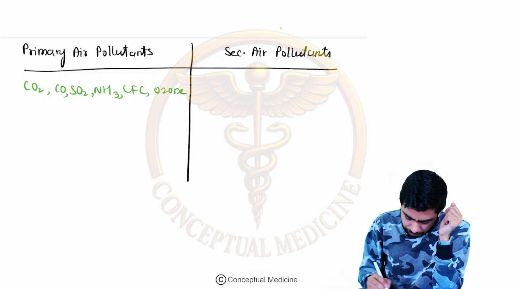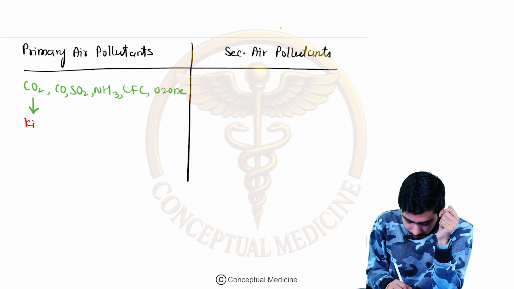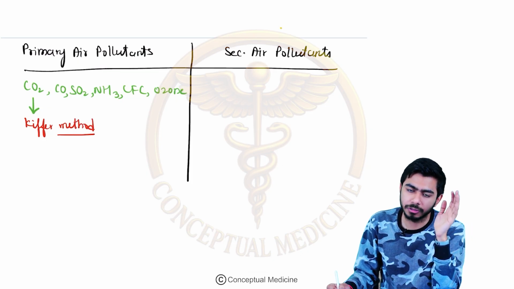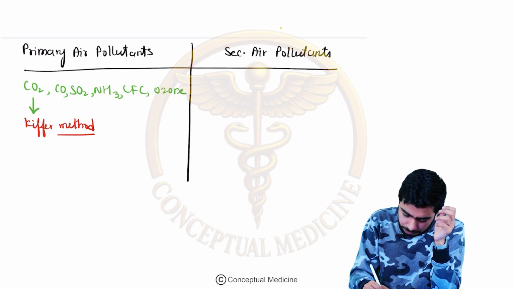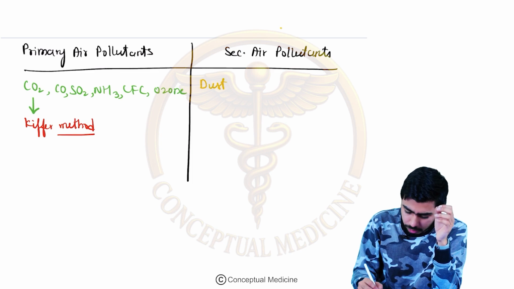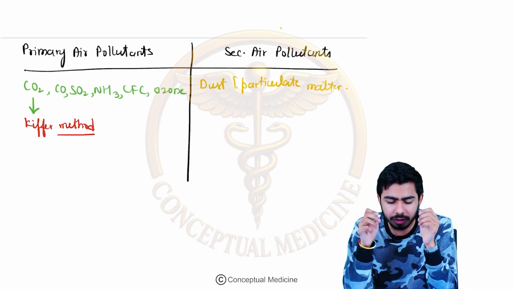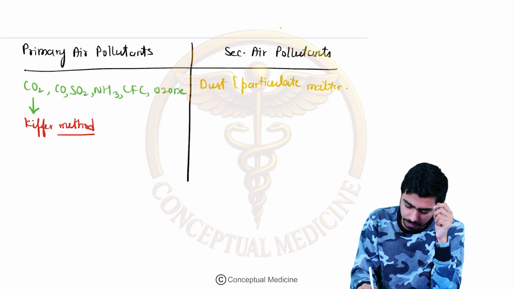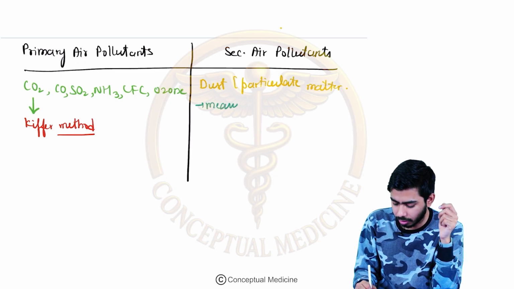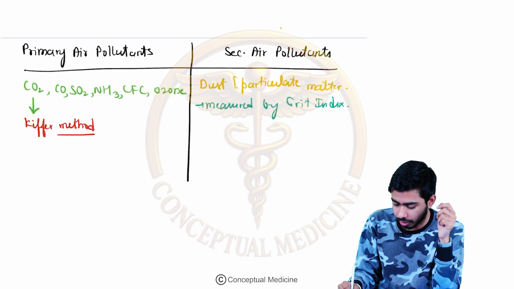If you talk about the CO2 measurement, because that is a major greenhouse gas, guys, it can be measured by the Kiefer method. Once they had asked us which method it can be measured by, that is the Kiefer method. Now if you talk about the secondary air pollutants, guys, then here we shall talk about the dust particles, that is the particulate matter. This is the dust usually. It is measured by the grit index, and that is also your MCQ.